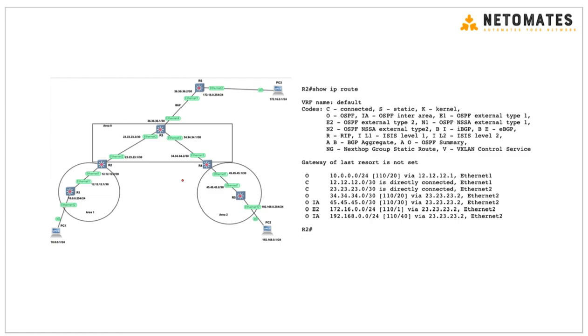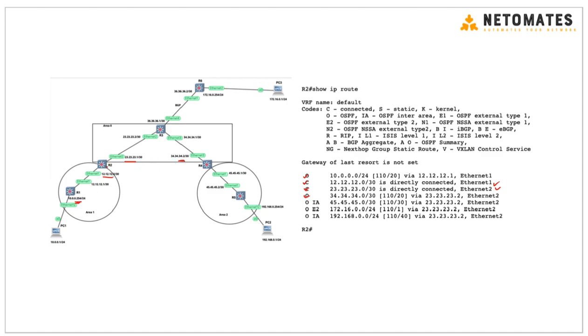So let's see what different types of routes we can see in this topology. C means connected routes. This is from R2. R2 will have two connected routes, one for the 12 network and another for the 23 network. The next routes we can see are O routes. O routes means OSPF routes. We can see the 10 network and 34. So 10 is here and 34 is here.